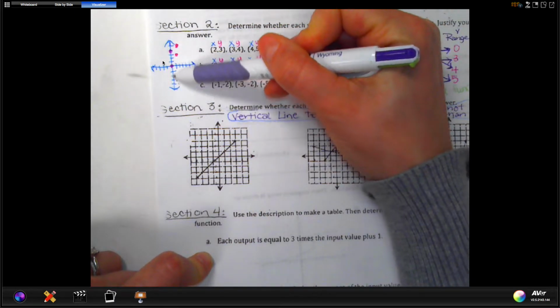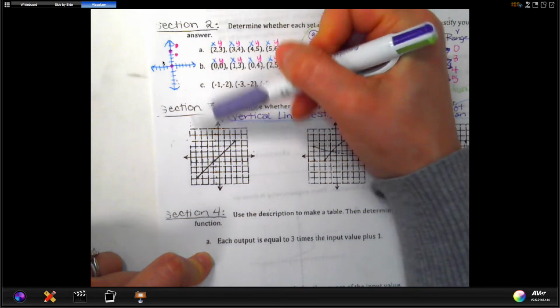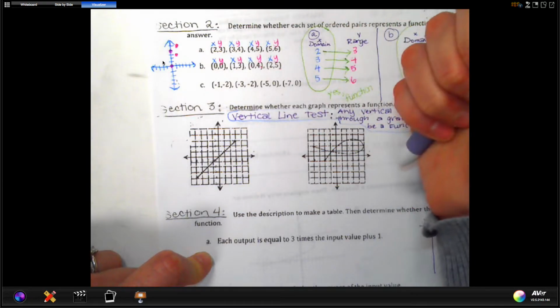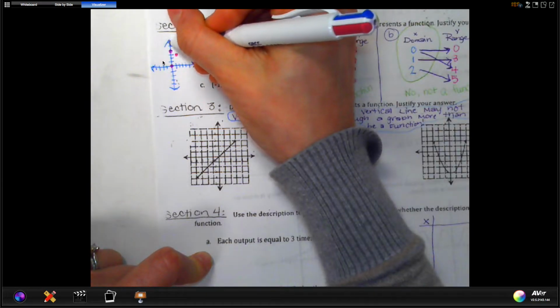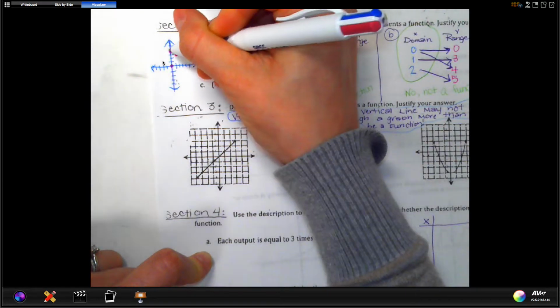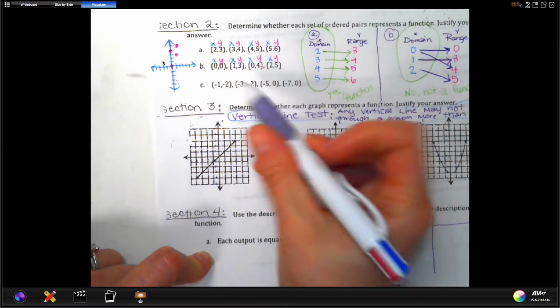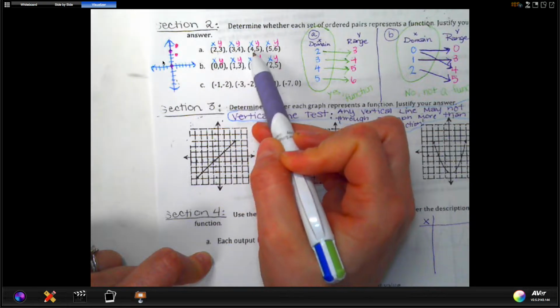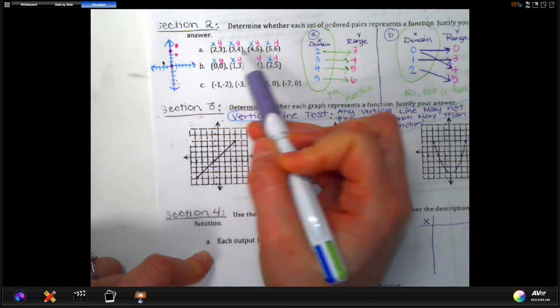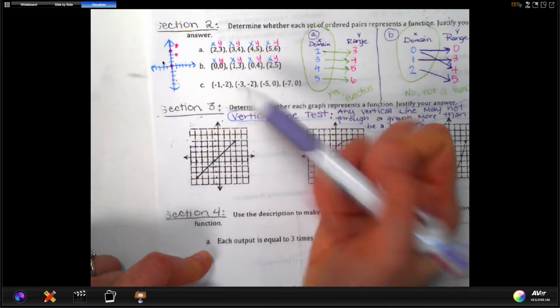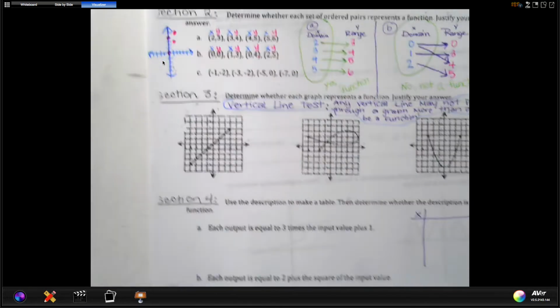And the vertical line test, you can do that by looking at a graph. If I drop a vertical line on this, there are 2 dots on one line. Whereas if I were to map out all these, there would only be 1 dot on every vertical line. Okay, so let's look down below.